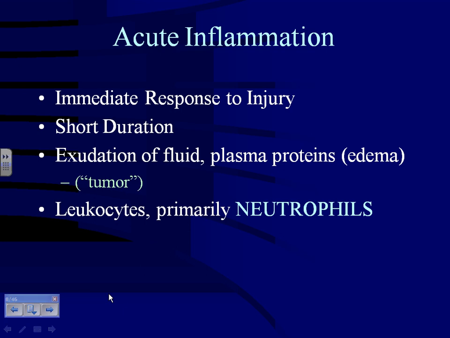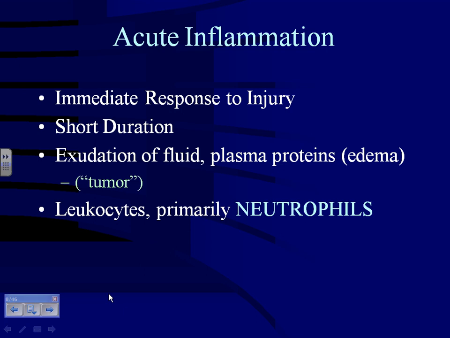I'm trying to make this kind of like a war game, I suppose, but I'm not doing a very good job of it. But the acute inflammation is the immediate response to injury. It's usually a short duration. You tend to get primarily neutrophils as part of the leukocytic response. There's also an exudation of fluid and proteins from the tissues, causing edema. That's what causes it to form a nodule or mass. In other words, a tumorous kind of mass.